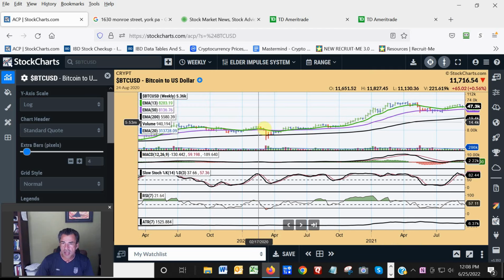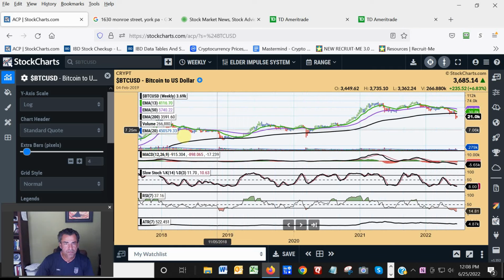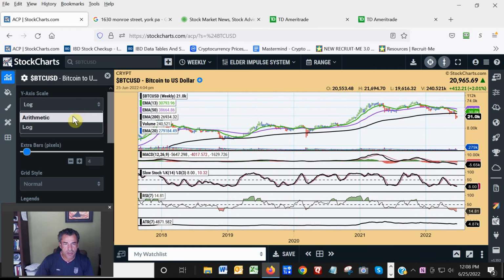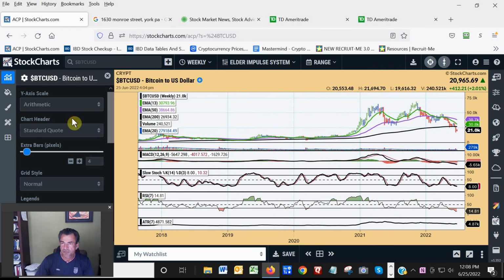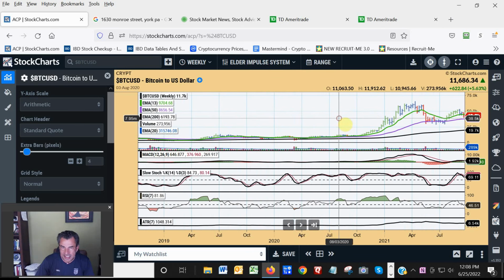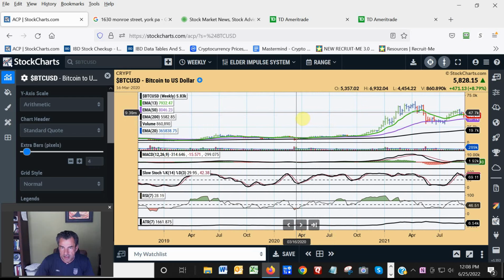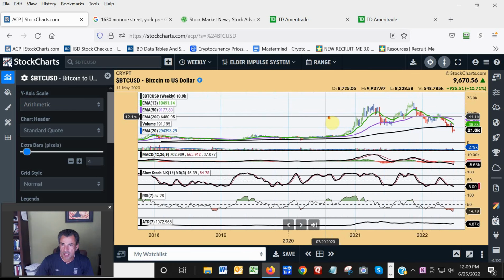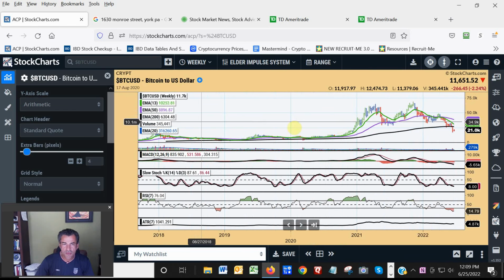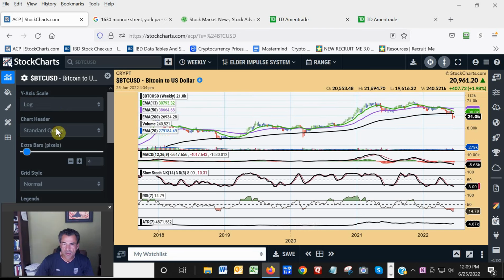Now, I'm looking at this on a logarithmic chart, just to show you how it looks different on an arithmetic chart. It's not as easy to see, to spot. See that over here? It's not as easy to spot when you're looking at it on an arithmetic chart. You want to look at this on a logarithmic chart. You see the variance a lot easier.